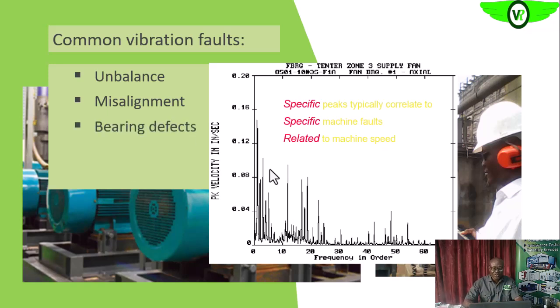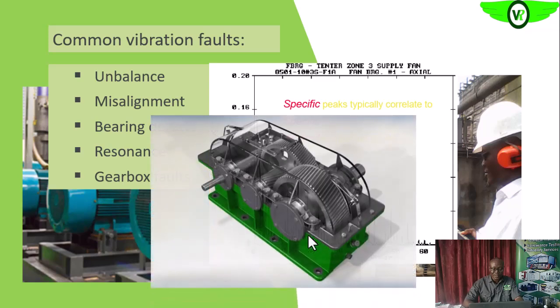Bearing defects, like we said earlier, you get them within the bearing range, which is around the ball pass frequency range, the number of balls that you have in the bearing times the speed of your equipment. Then resonance too, we can use vibration to detect resonance, and of course gearbox problems. Let's look at them in a little detail.